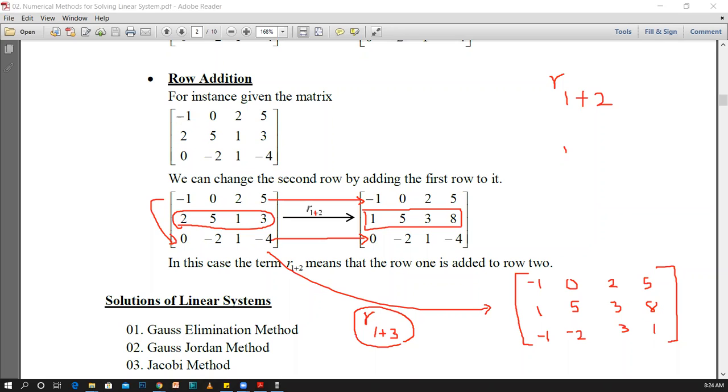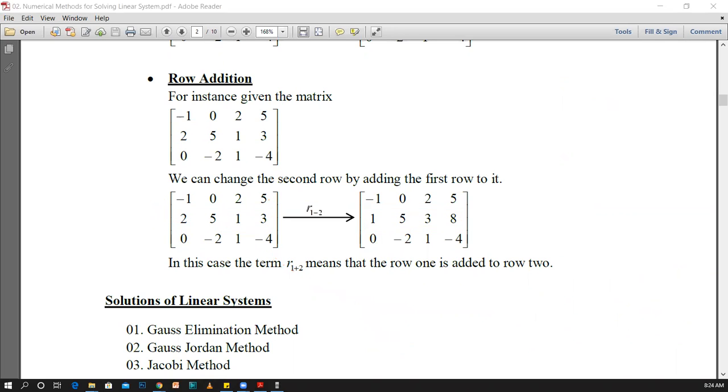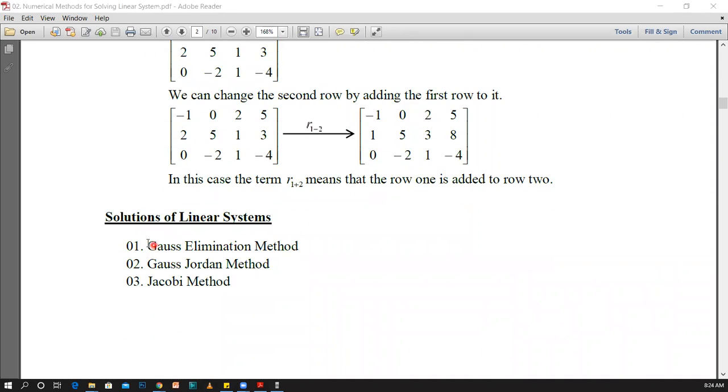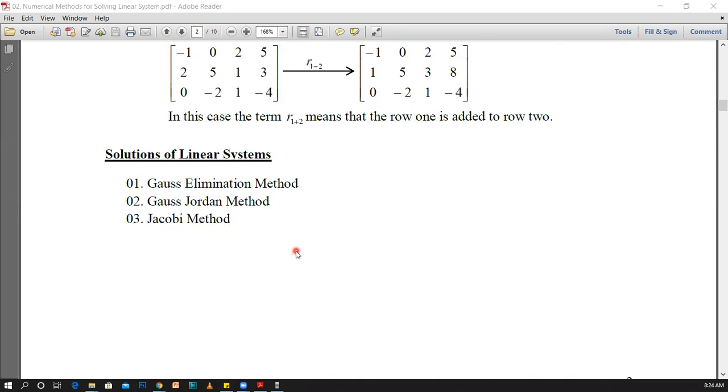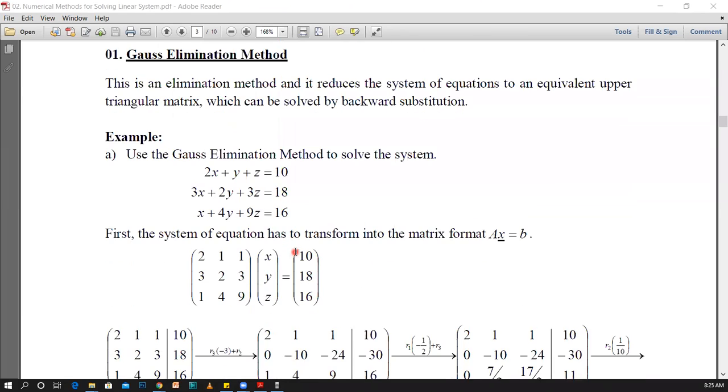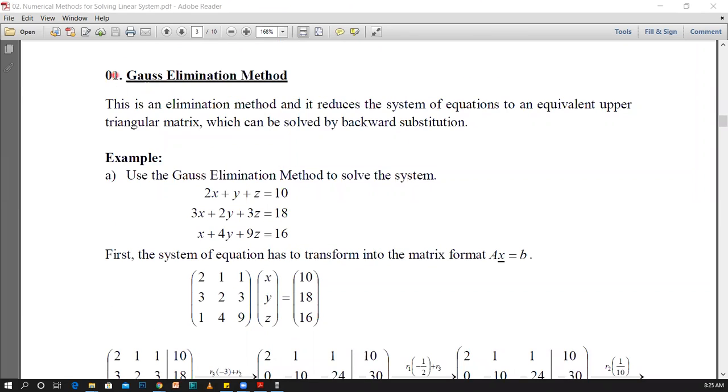Okay, now we will discuss the solutions of linear systems. When we are going to identify the solutions for linear systems, these are the three methods that we are going to discuss. But these are not the only methods that we can use for obtaining solutions for linear systems. These are just three methods that we can use for solving linear systems. First, we will discuss the Gauss elimination method.